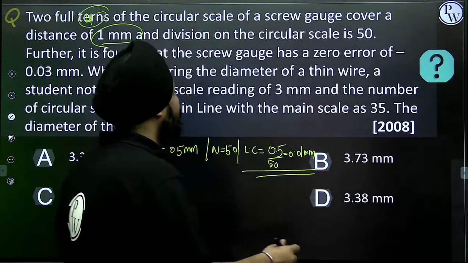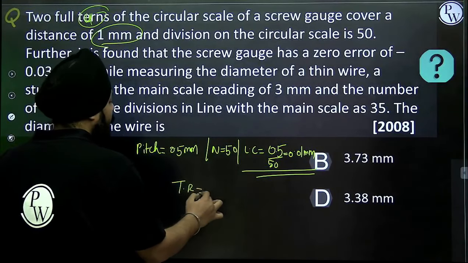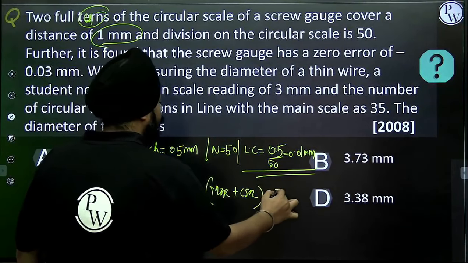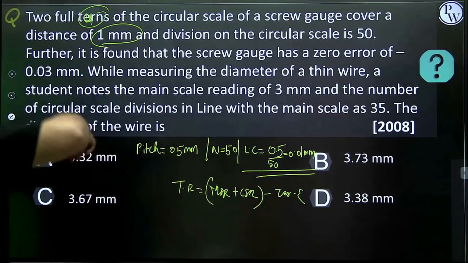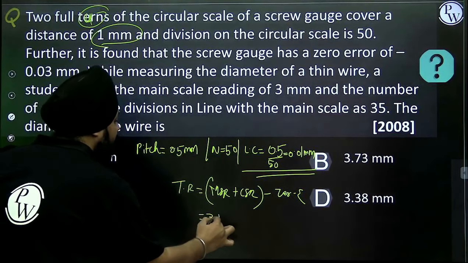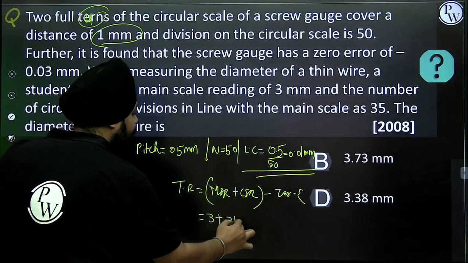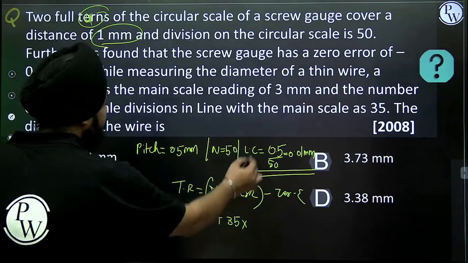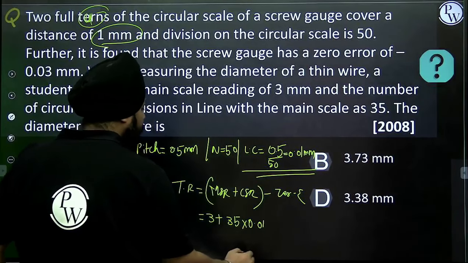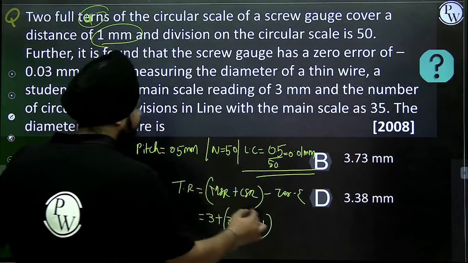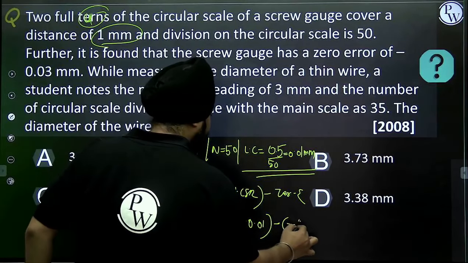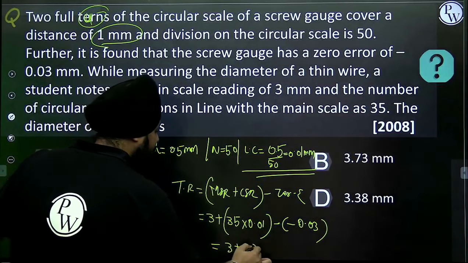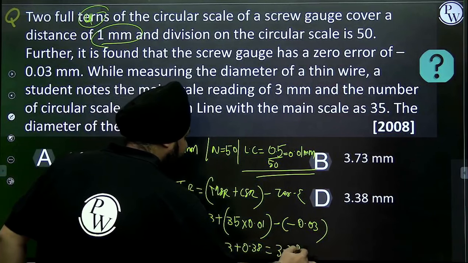zero error is negative, so we are directly applying the formula. Total is MSR plus CSR minus zero error. What is the main scale reading? That is 3 mm, and 35 divisions coinciding, so 35 into the least count 0.01, minus zero error which is negative of 0.03. So this will be 3 plus 0.38, that is 3.38 mm will be your reading.